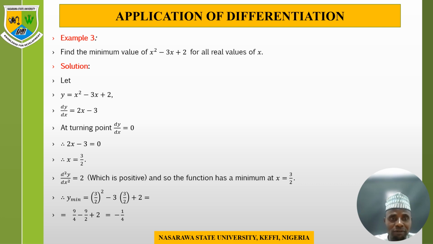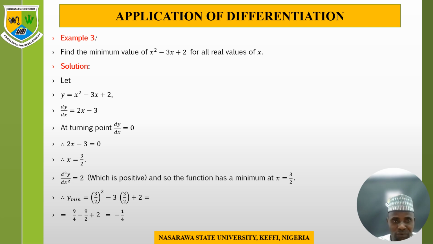So the further example given, that is example 3: find the minimum value of x squared minus 3x plus 2 for all real values of x. This now serves as the given function that we are going to use. To get the solution, we let y equal that function, as you can see here where the cursor is pointing. You will differentiate it for the first time. When you differentiate this function, we have this, that is dy/dx.